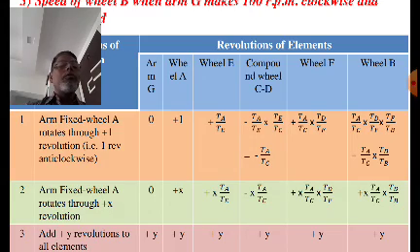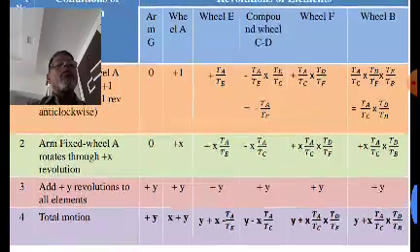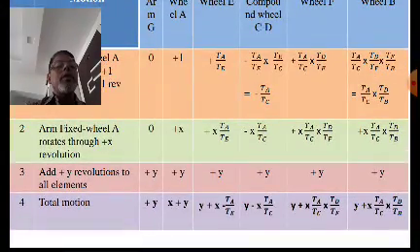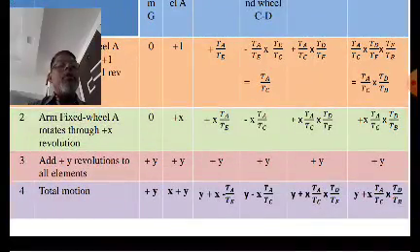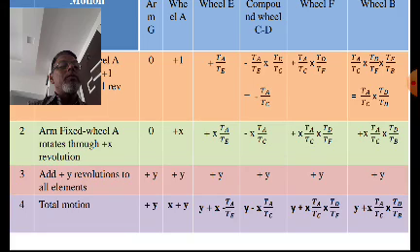Now third row, we know that you have to add Y revolution, so plus Y, and from this you will get the total motion. For the arm it is Y, for wheel A X plus Y, for wheel E it is Y plus X TA by TE, for compound gear it is Y minus X TA by TC, for wheel F it is Y plus X TA by TC into TD by TF, and for the wheel B it is Y plus X TA by TC into TD by TB, right? This way you will first get the table, and once you get the table you can answer anything.